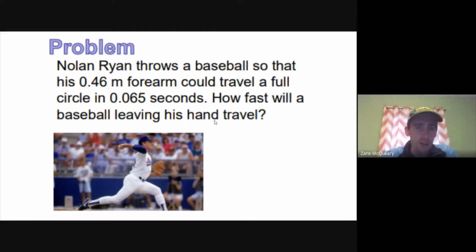We also want to underline our two given pieces of information here. The length of his forearm is going to act as our radius, and then the amount of time to travel that full circle will be our period length. You can use meters and seconds as hints when you're using these in word problems.